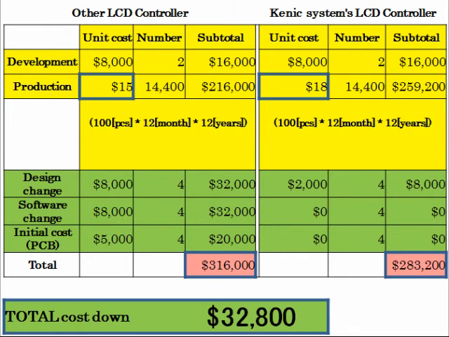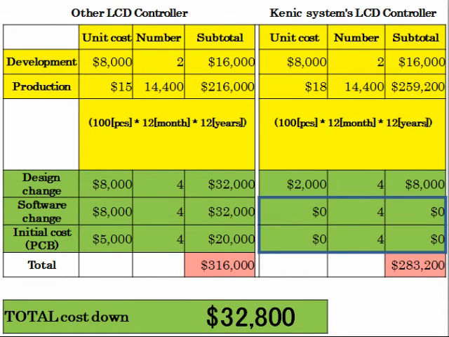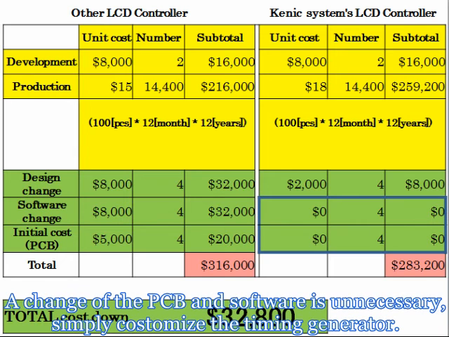Therefore, even though the unit cost of the product goes up by $3, the total cost decreases greatly over the life cycle of the product. The LCD design change occurring 4 times in a span of 12 years is actually a conservative estimate. When using Kenicsystem's LCD controller, a change of the PCB and software is unnecessary. Simply customize the timing generator.